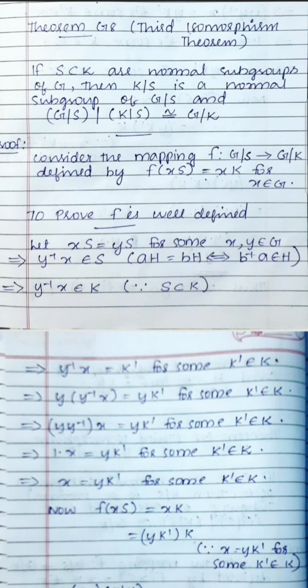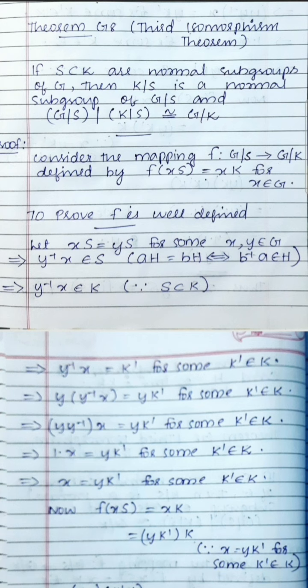The theorem says we are given S, which is contained in K. They are normal subgroups of G. Then K by S is a normal subgroup of G by S, and G by S by K by S is isomorphic to G by K.